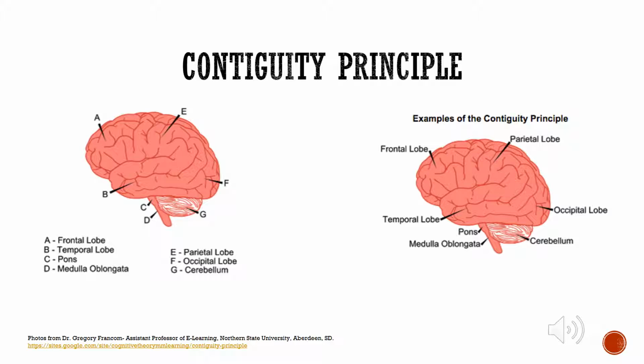This contiguity principle is followed really well in this example because those labels for the brain are placed very physically close to the picture of the brain itself. So in this case, you would really want to do what's on the right more than what you would want to do on the left.